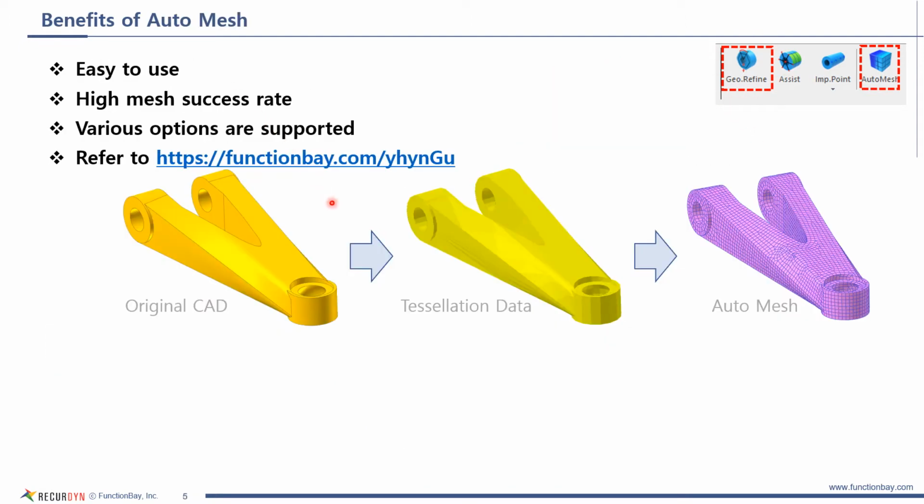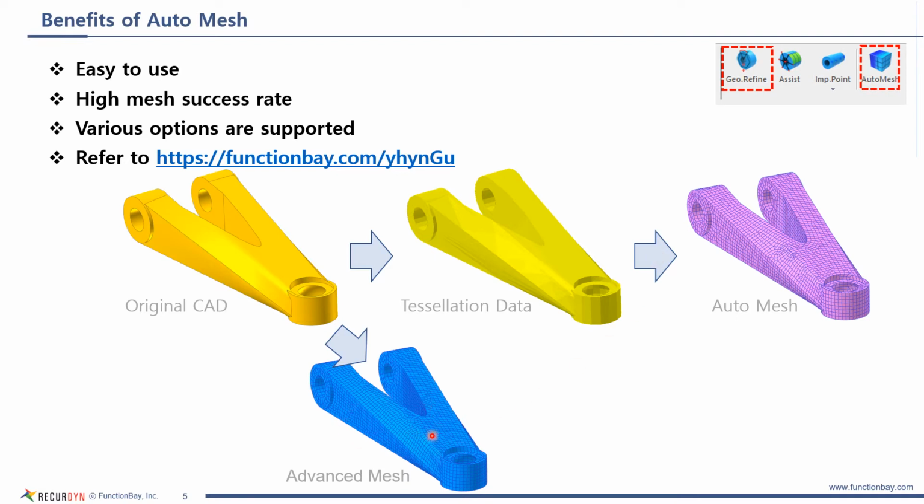As you can see, when there is an original CAD data like this, RecurDyn first tessellates this CAD file. After that, RecurDyn creates a mesh using this tessellation data. However, in case of Advanced Mesh, the mesh is created directly from the original CAD shape.